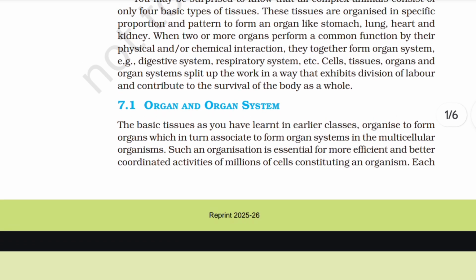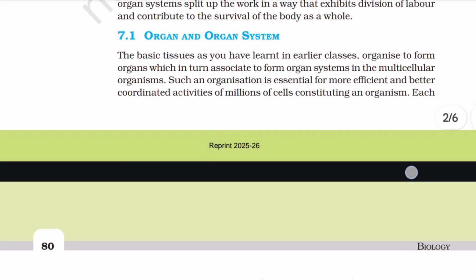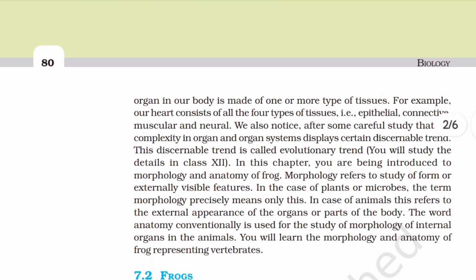7.1 Organ and organ system. The basic tissues, as you have learned in earlier classes, organize to form organs, which in turn associate to form organ systems in the multicellular organisms. Such an organization is essential for more efficient and better coordinated activities of millions of cells constituting an organism. Each organ in our body is made of 1 or more types of tissues. For example, our heart consists of all the 4 types of tissues, that is epithelial, connective, muscular, and neural. We also notice after some careful study that the complexity in organ and organ systems displays a certain discernible trend. This discernible trend is called evolutionary trend.